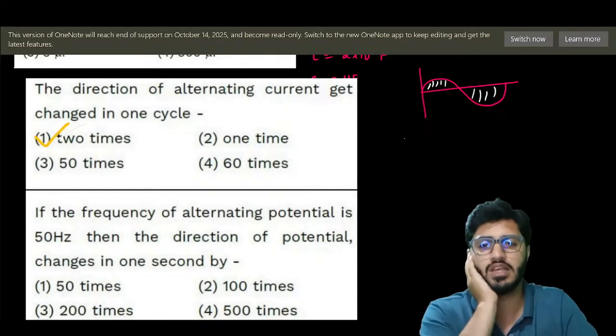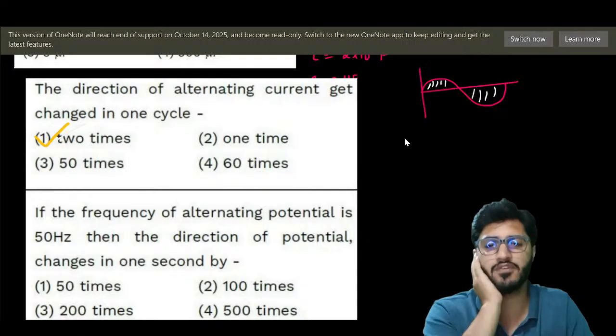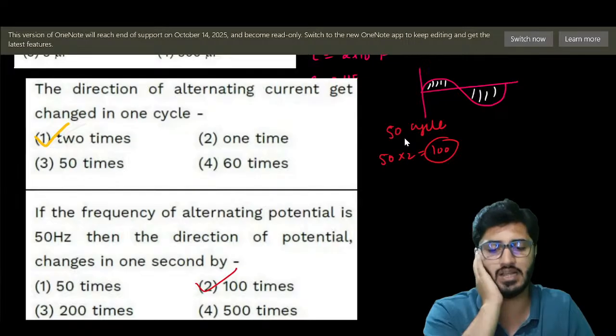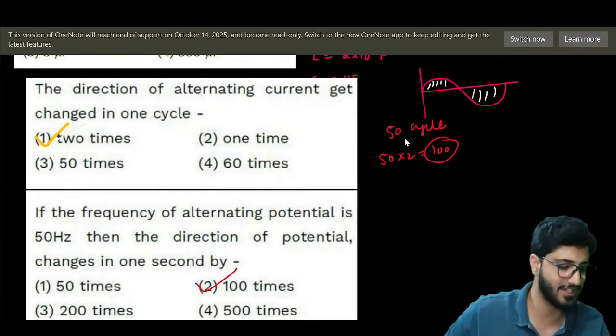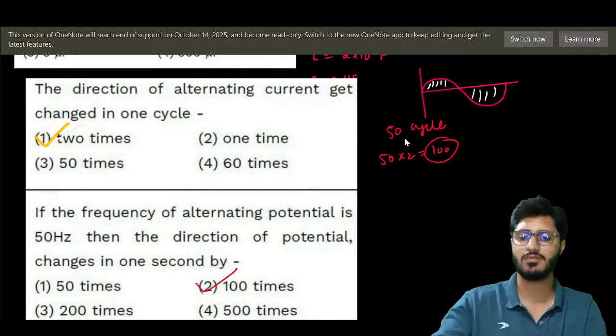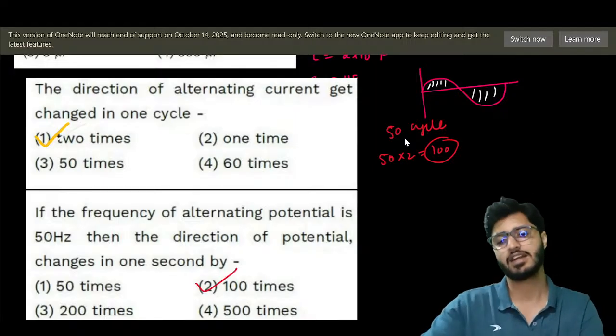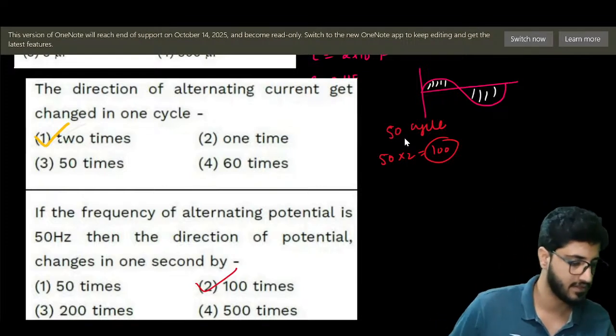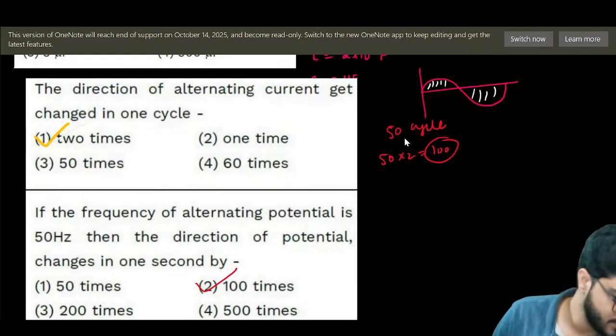Now the second numerical. If the frequency is 50, that means 50 cycles. One cycle gives 2 changes, so 50 into 2 is 100. My answer is 100 times. Easy now? Super easy, no?